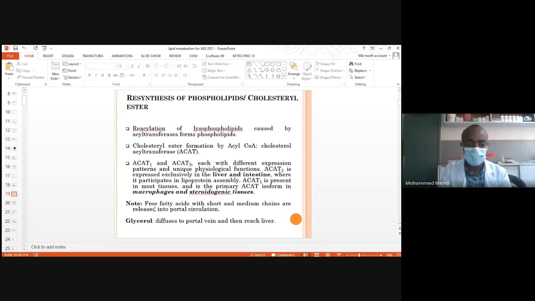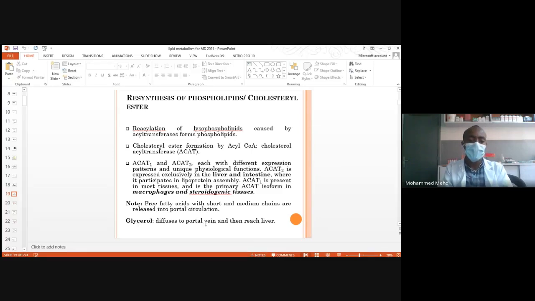Here you see the free fatty acids with short and medium chain lengths. They are directly absorbed into the portal circulation. The portal vein will absorb the short and medium chain fatty acids. The reason for this is that they are soluble. I have said it before. So the short and medium chain fatty acids are soluble in water. They don't need to form micelles and are directly absorbed into the portal vein.